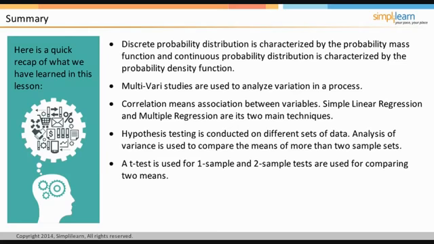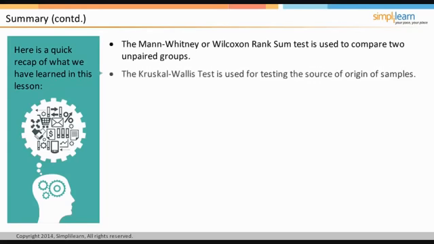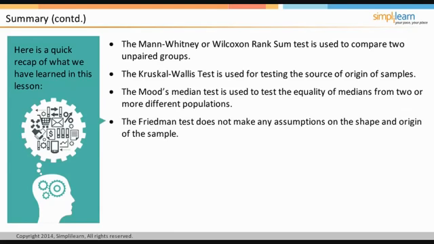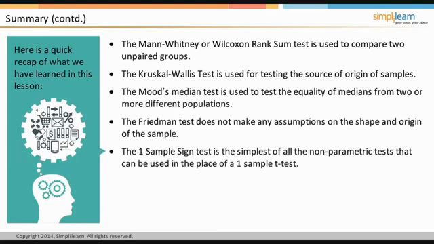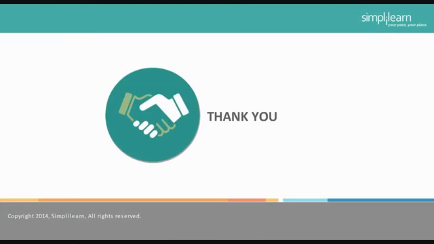We will continue the summary in the following screen. The Mann-Whitney or Wilcoxon rank sum test is used to compare two unpaired groups. The Kruskal-Wallis test is used for testing the source of origin of samples. The Mood's median test is used to test the equality of medians from two or more different populations. The Friedman test does not make any assumptions on the shape and origin of the sample. The one-sample sign test is the simplest of all the non-parametric tests that can be used in the place of a one-sample t-test. With this, we have come to the end of this lesson. We will discuss improve phase in the next lesson.